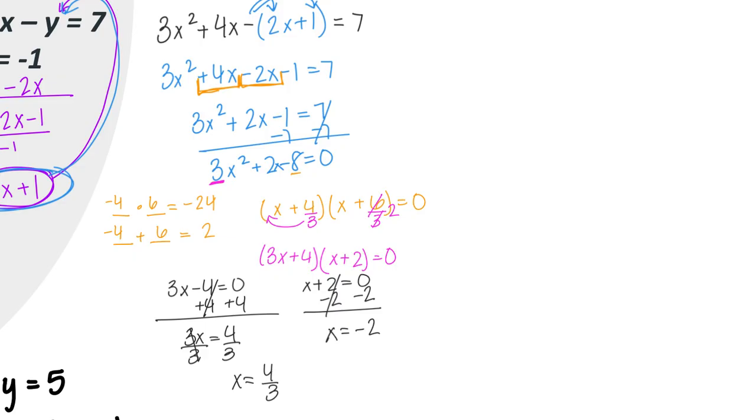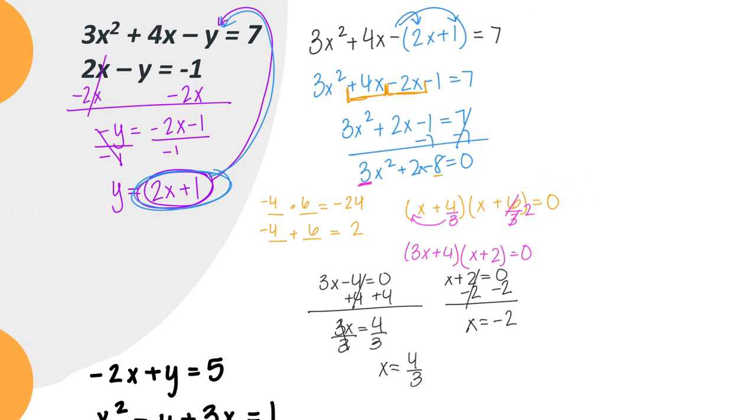So that would be my last step. Let me go ahead and do that. I'll just do it in green. So plugging it in to solve for y, I'm going to plug it into this one right here because I already have y equals. So I'm going to solve it as y equals 2 times 4 over 3 plus 1.